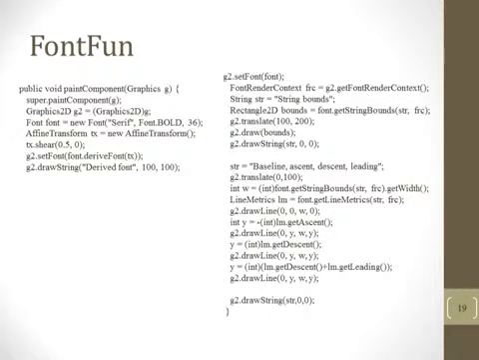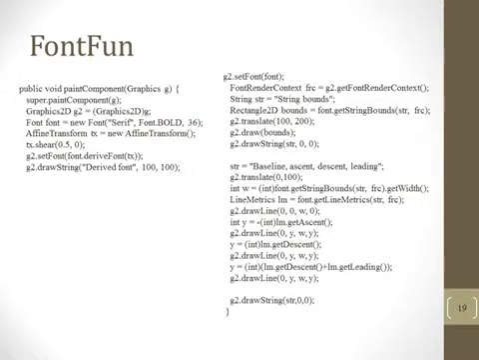A font render context object is obtained from the graphics 2D object. It is used in the method get string bounds of the font object to retrieve the bounding rectangle of the string bound. The string is drawn together with the bounding rectangle, as we can see in the draw and draw string.